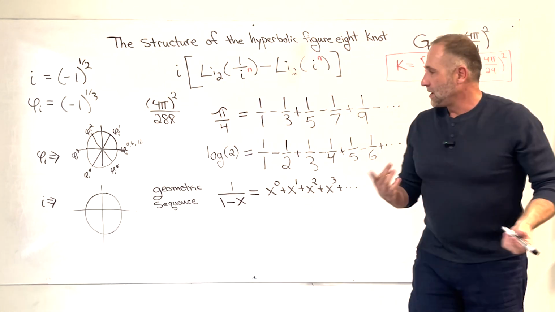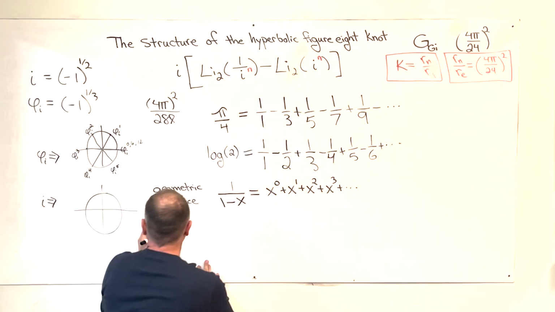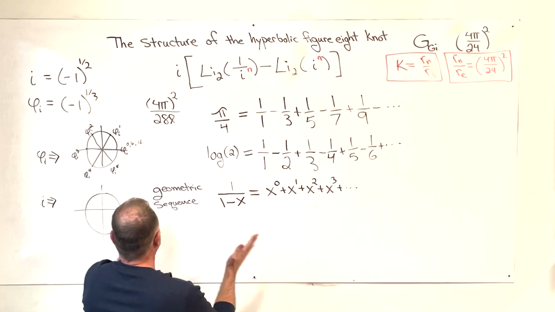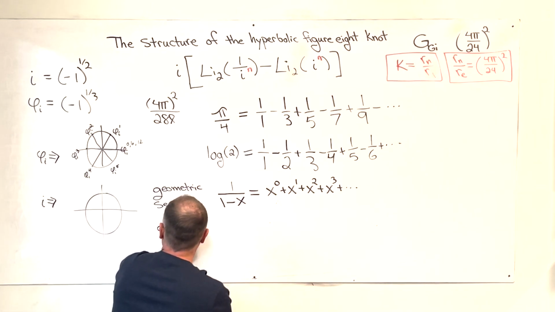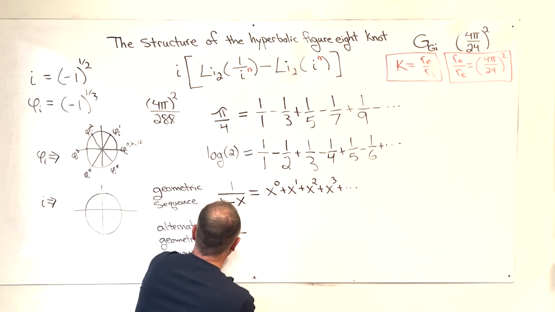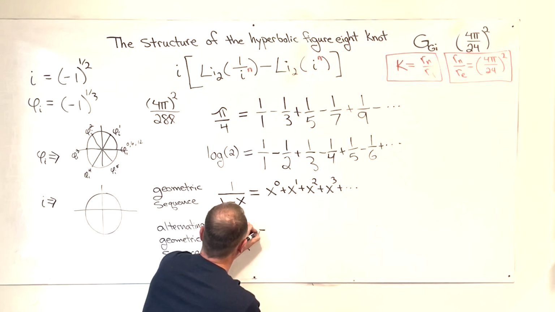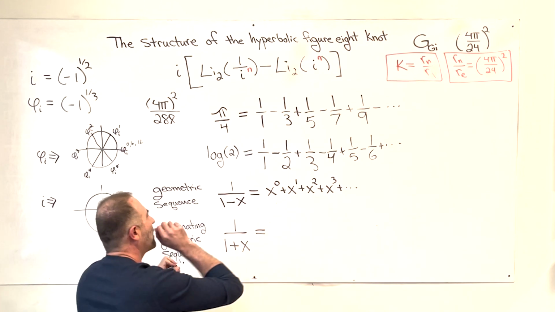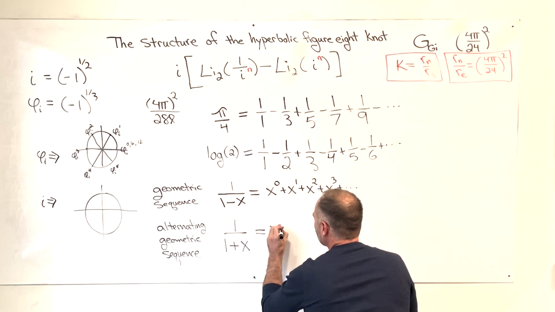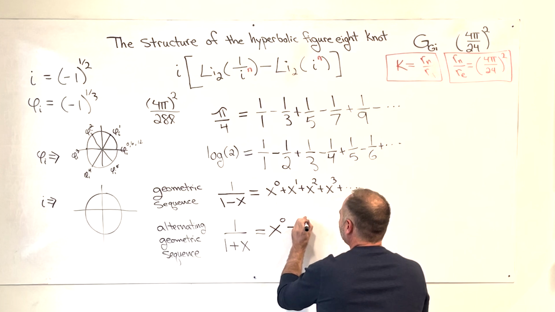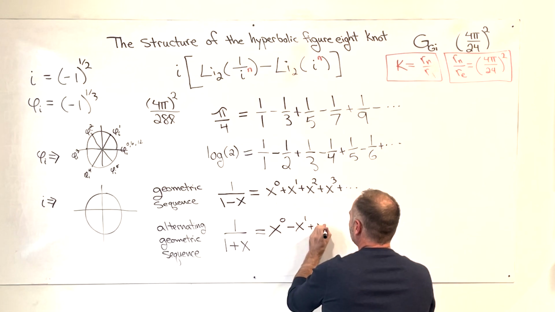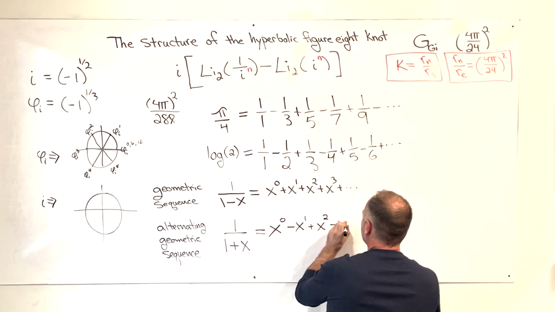Now there's another one called the alternating geometric sequence, and it's the next most important, or maybe the same most with it, because it's the same story. Alternating geometric sequence. This one is 1 over 1 plus x. And now it's no longer equal to this sum of all the powers. Now, oh yeah, because of the name, of course, I gave it away, huh? We just changed the sign of every other one.